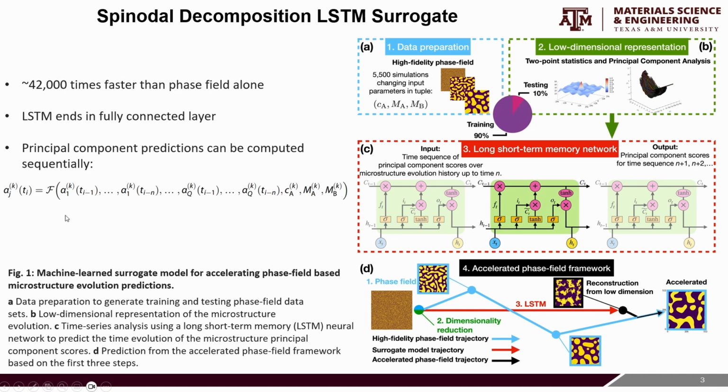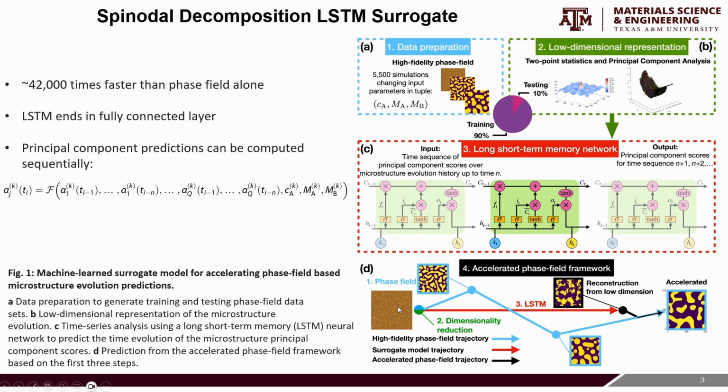And we can see that it is sequential because we have A, the principal component weight, with K, the microstructure that we are looking at, I, which is which frame we're looking at, and J, which is which principal component we're looking at. And we can see that each successive weight is dependent on every previous weight. So you can sequentially predict new weights.